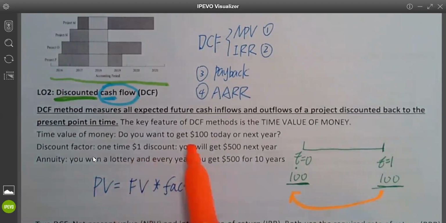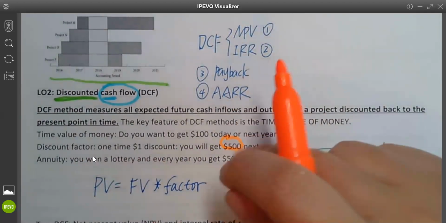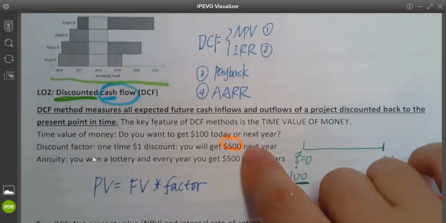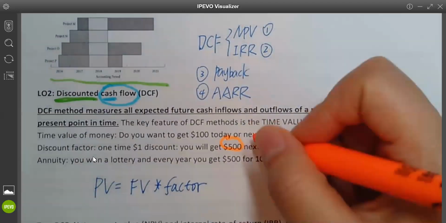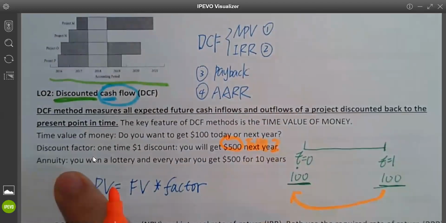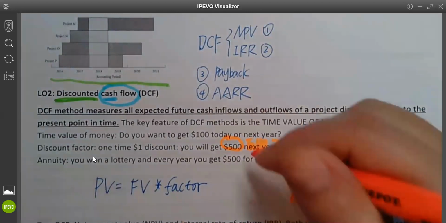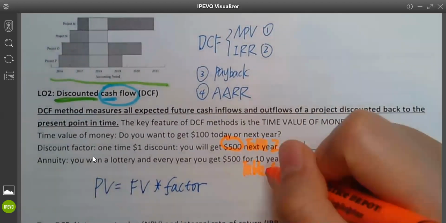Time value of money, we said you want $100 now, right? You don't want to have $100 next year. If you will get $500 next year, this is just a one-time transaction. We use table 2. Annuity, you will get a lottery every year. You earn $500 for 10 years. So we use table 4.